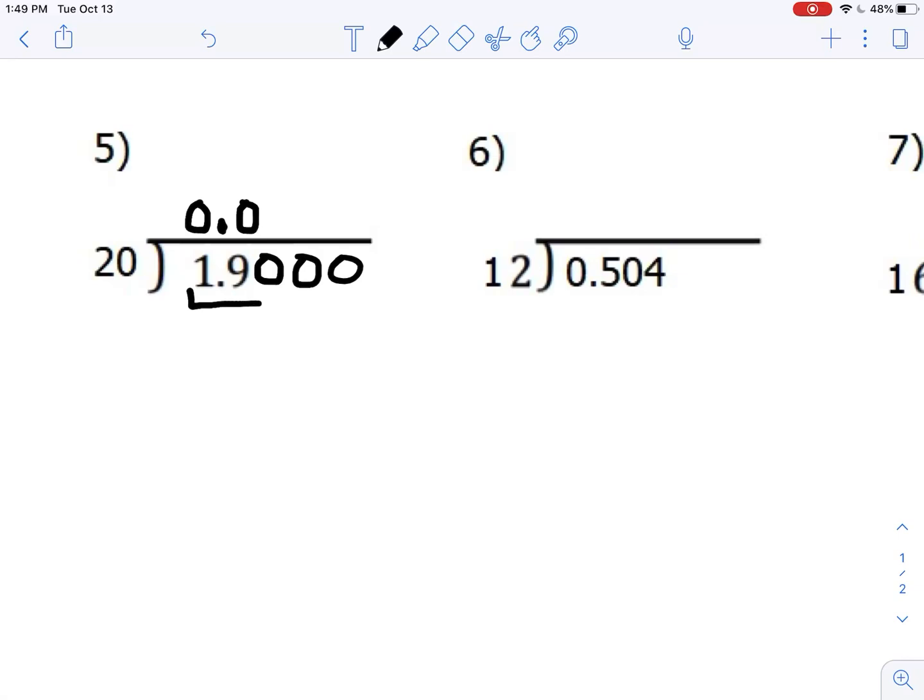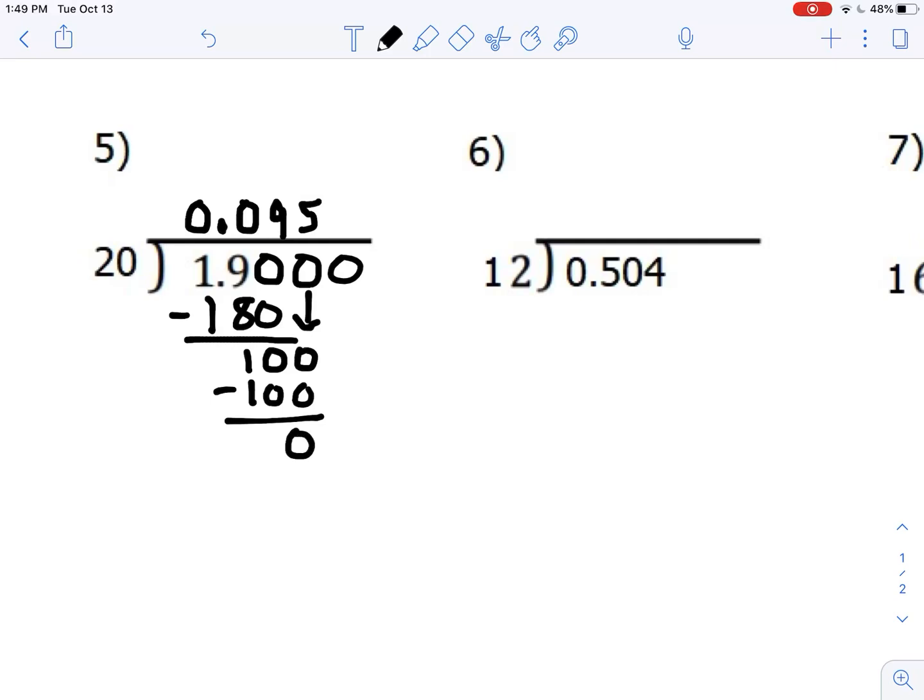So now I want to know how many times 20 will go into 190. And that goes in 9 times. 9 times 20 is 180. And when we subtract, we have a difference of 10. So I'm going to bring the 0 down. 20 goes into 100 5 times. 5 times 20 is 100. And we have 0 remainder, so we can stop dividing there. So our quotient is 95 thousandths.